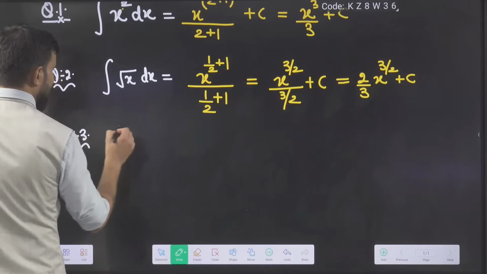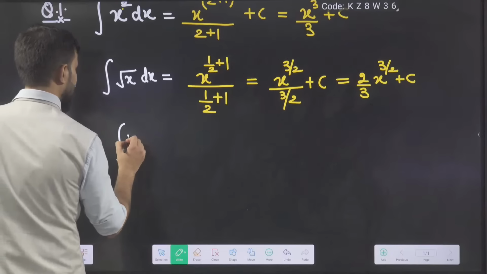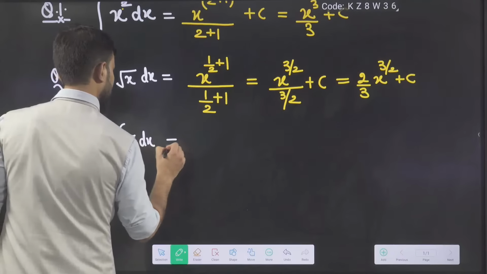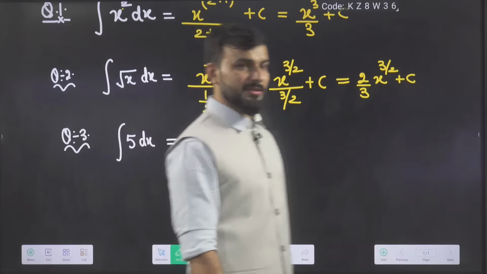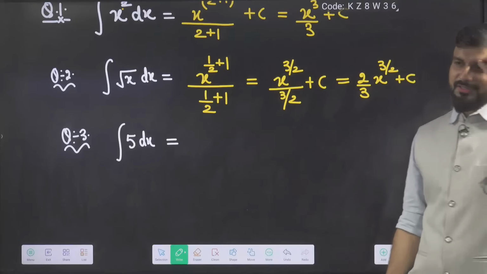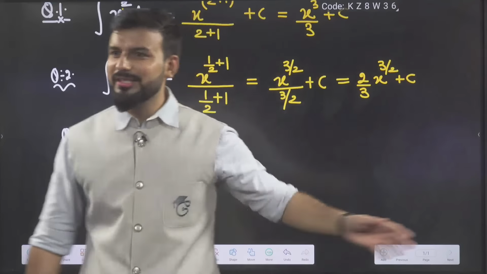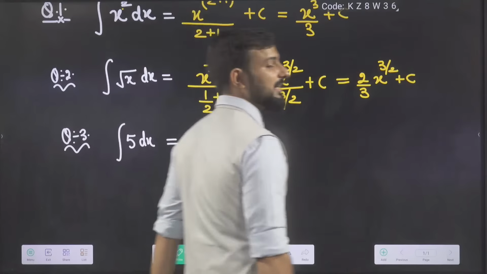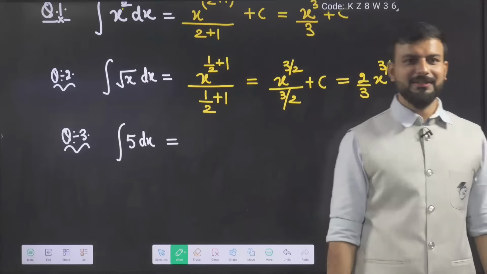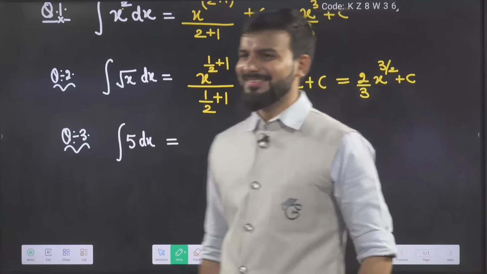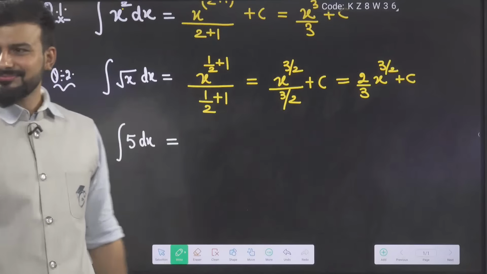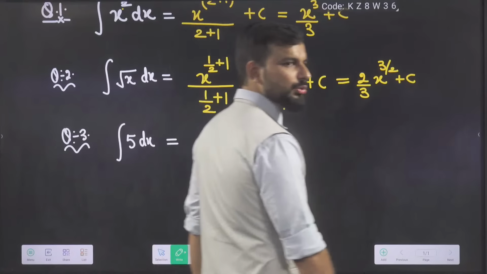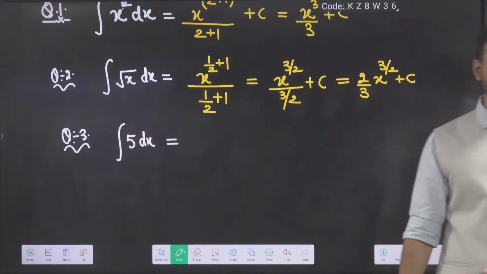The next question is something like this. Tell me the integration of 5 dx. Integration of 5 dx. Let's see whether your brain works or not. Since they are siblings, their DNA is the same, so some things should be common. Let's see whether your brain works or not. Some are saying 0, 0.